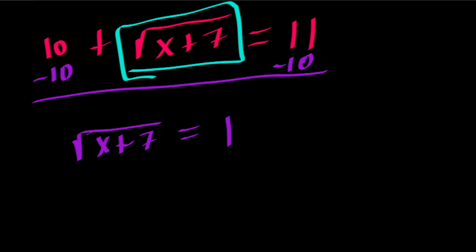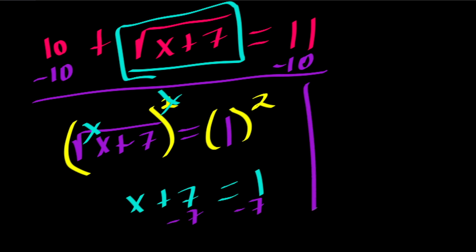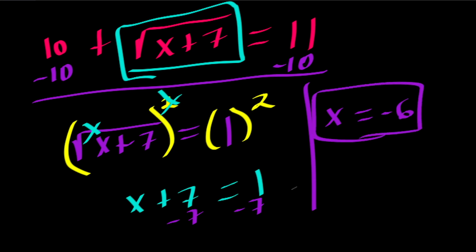So how would we deal with the square root and do the inverse operation? Well, we would raise it to the power of 2. The square root of x plus 7 to the second power is going to cancel these two. So x plus 7 equals 1 squared, which is 1. And now we just have a one-step equation, and we can solve it by subtracting 7 on both sides. So x equals negative 6.